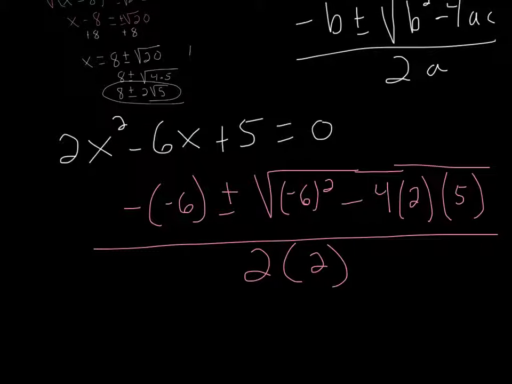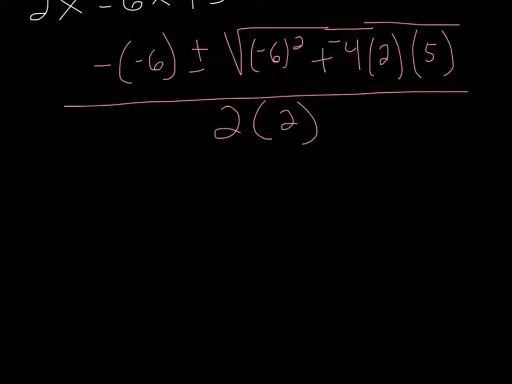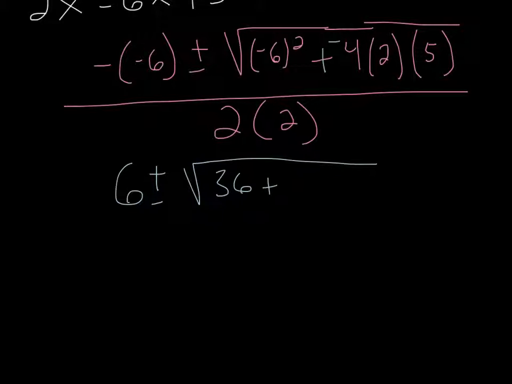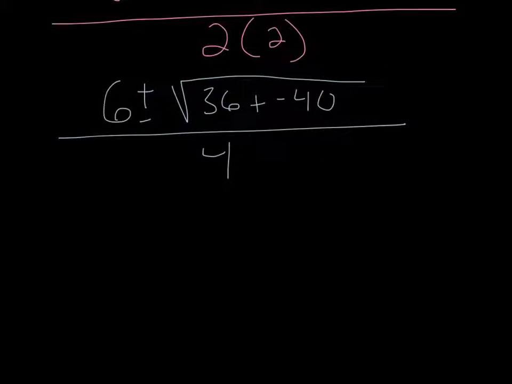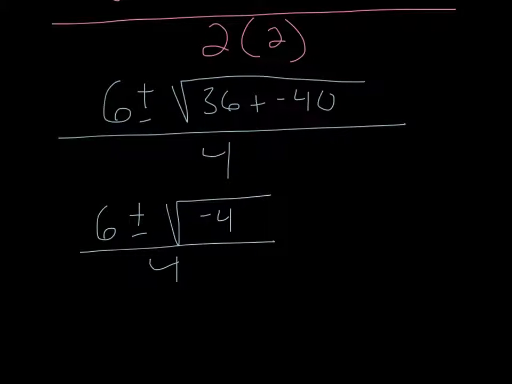And don't forget to do the additive inverse here so you don't lose your minus. Negative 6 becomes 6, plus or minus the square root of 6 squared, which is 36, minus 4 times 2 times 5, which is 40, over 4. So we do 6 plus or minus the square root of negative 4, all over 4. It's just going to be 6 plus or minus the square root of 4, which is 2. The square root of a negative is i, all over 4.